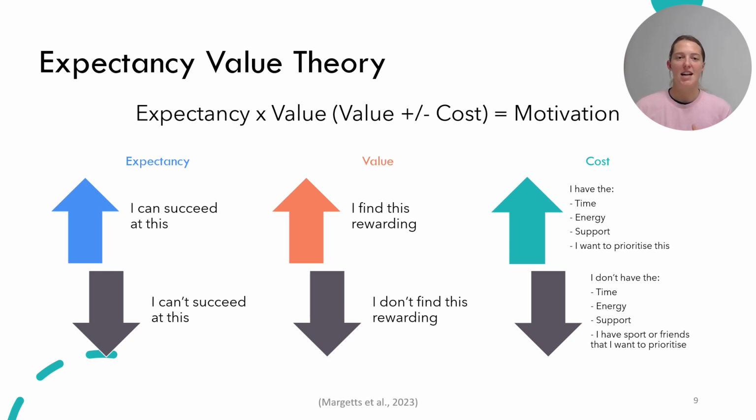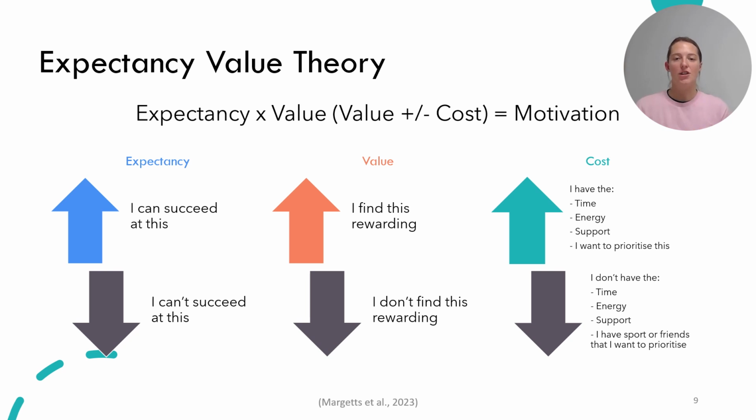Expectancy value theory is also another way of explaining and characterizing a social cognitive view of motivation. Basically, it's expectancy times the value, where the value has a cost involved. So expectancy, that involves self-efficacy, and the person will ask themselves, can I reach this goal? If they think they can, their motivation increases. If they think they can't, motivation decreases. Then obviously times the value. So I find this rewarding versus I don't find this rewarding. Okay, so that's a value.